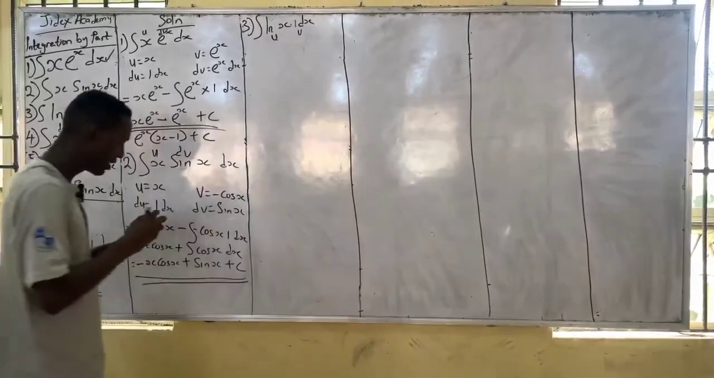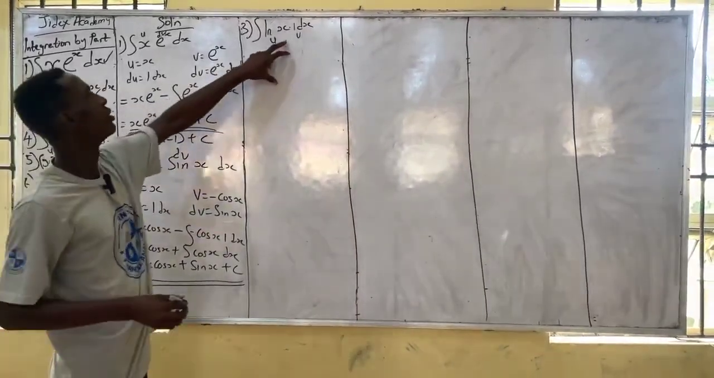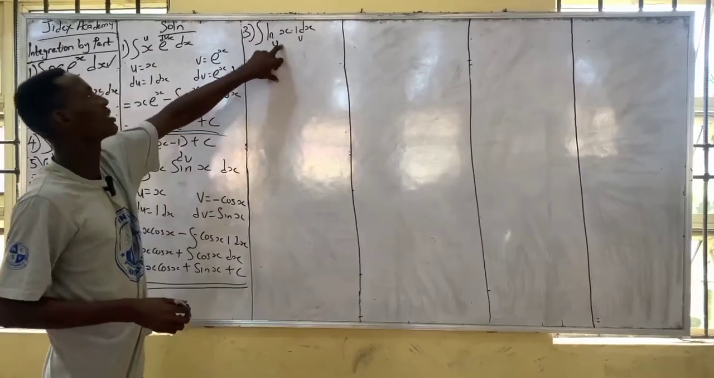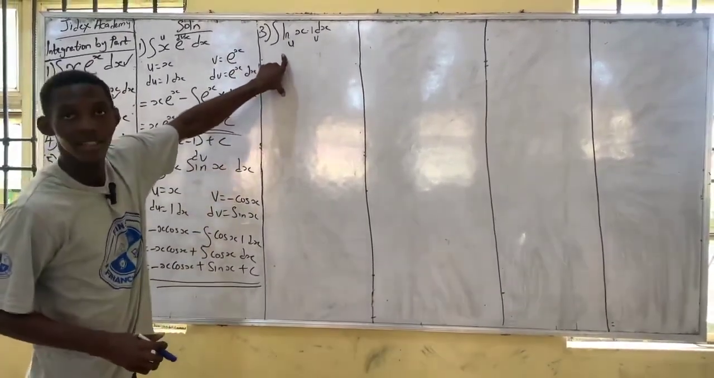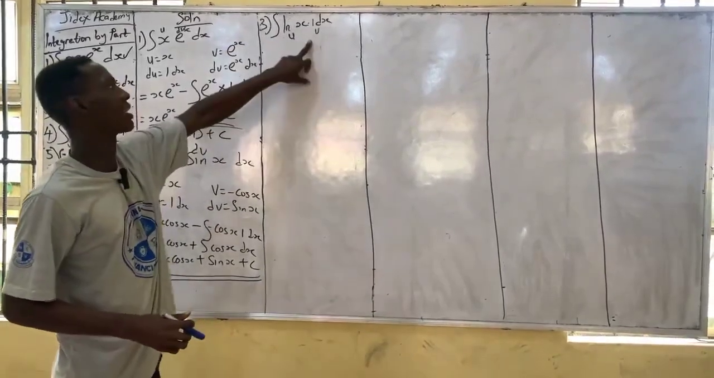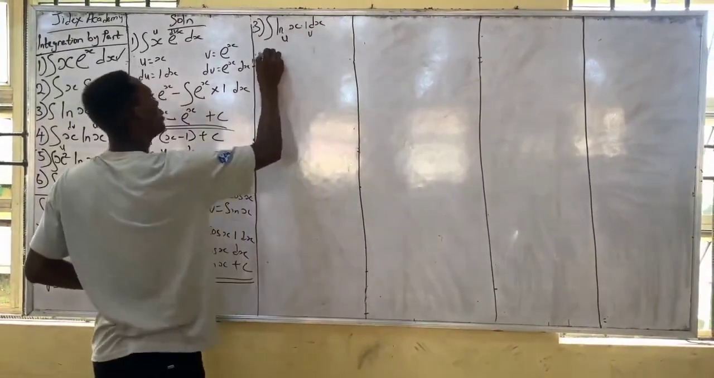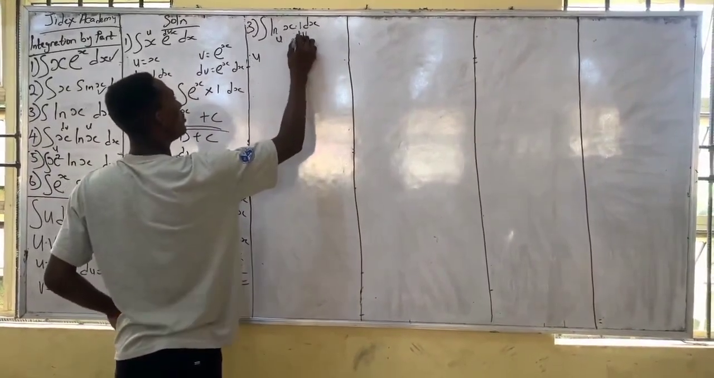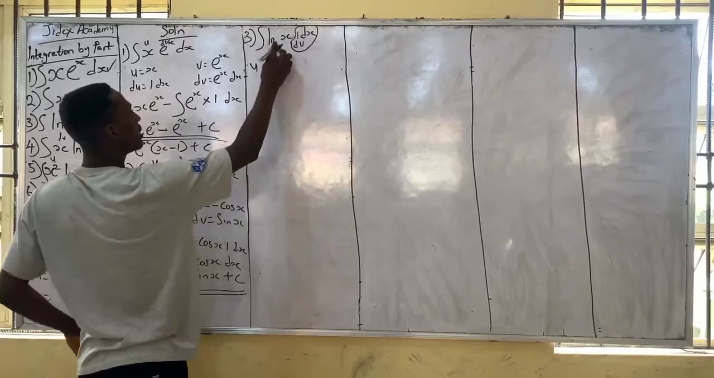Now, why am I making use of this as u? Because it is easy for us to find the derivative of ln x, and it is easier for us to find the antiderivative of 1. Therefore, this part here is equal to dv, and this part is equal to u.